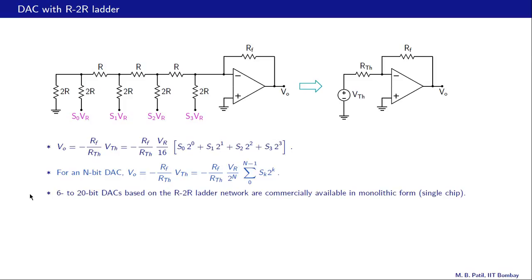Now these DACs based on the R2R ladder network are commercially available, ranging from 6-bit DACs to 20-bit DACs, and they are available as a single package, that is in monolithic form, single chip, and they can be made using the bipolar technology or the CMOS technology, or a combination of the two, which is BiCMOS technology. And needless to say, higher the number of bits, more expensive is the IC.